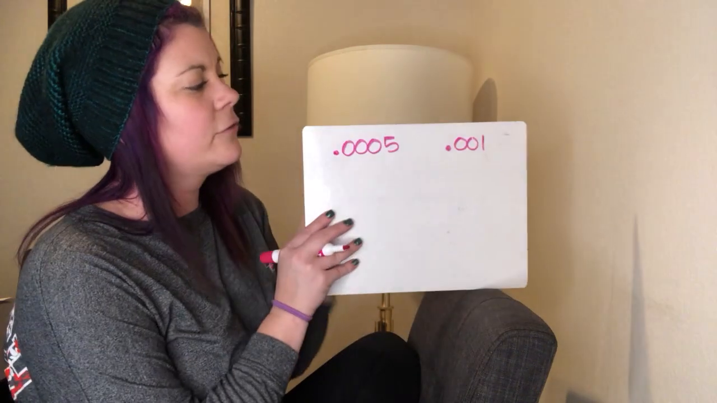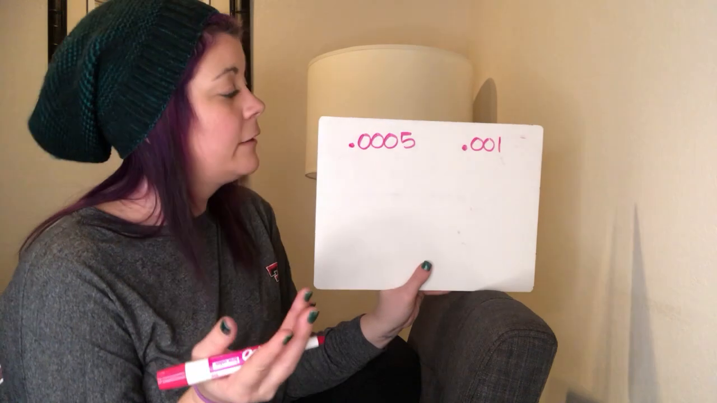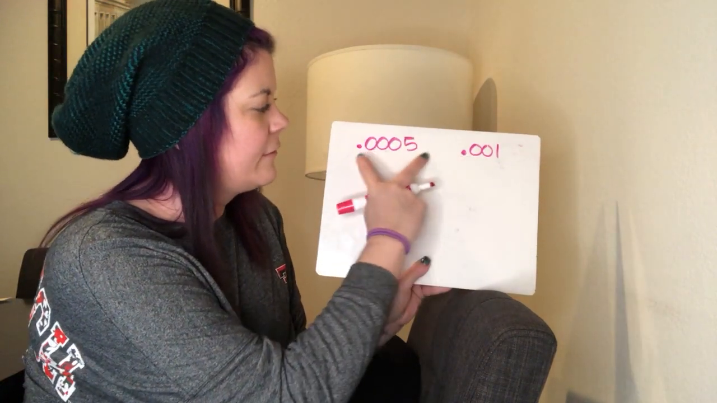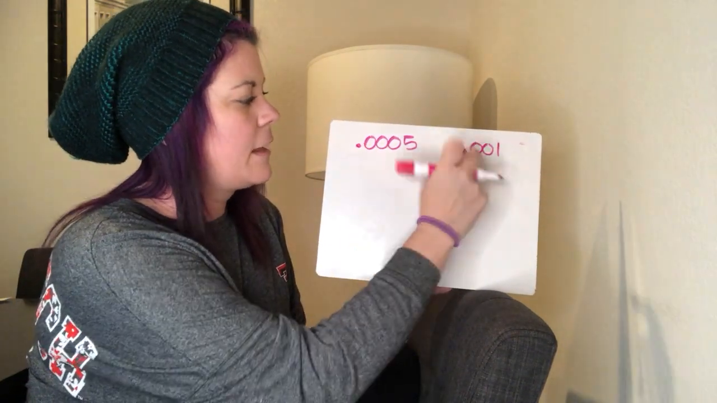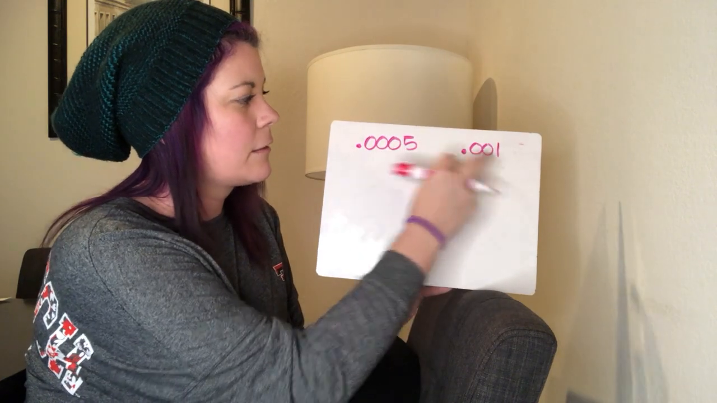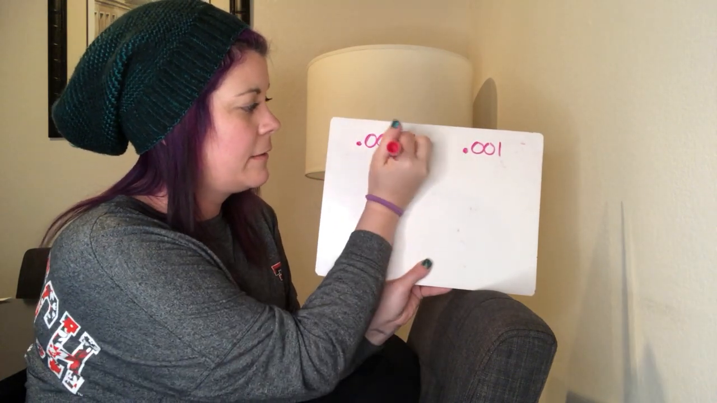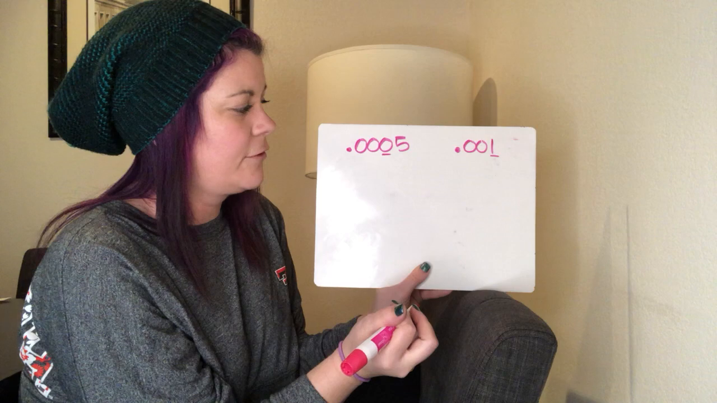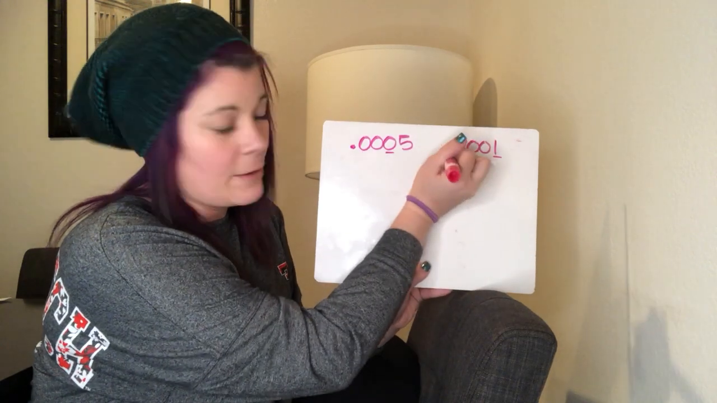You can do the same thing when you have 0.0005 or 0.001. You can still compare place value. The tenths are the same, the hundredths are the same, and then the thousandths are different. We're comparing this 0 and this 1. Thousandths are different, and 1 is greater, so we know that one's greater.